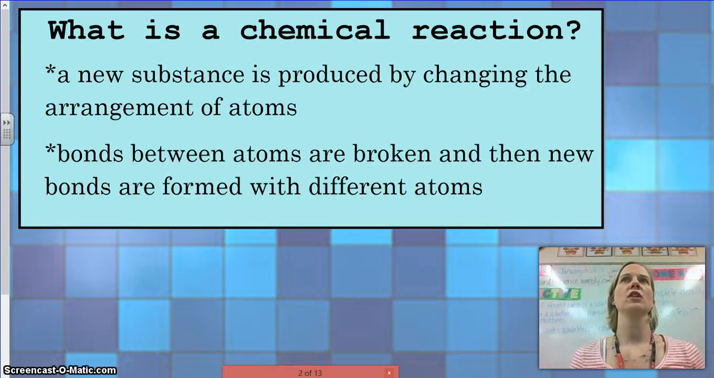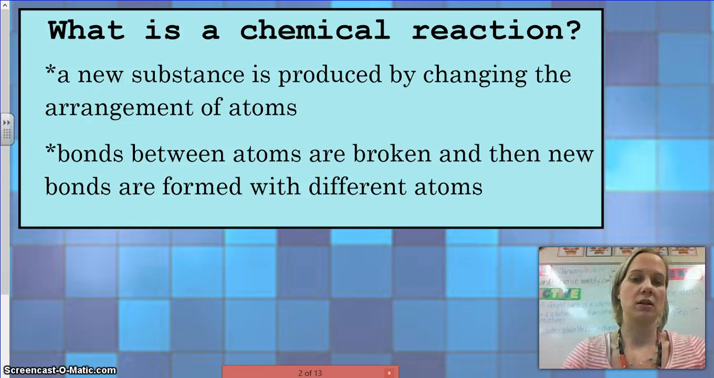All right, so we've already gone through what a physical and a chemical change is. So we know physical changes are things that are not permanent. A chemical change would be something permanent, and a new substance would be produced. So a chemical reaction is a chemical change.